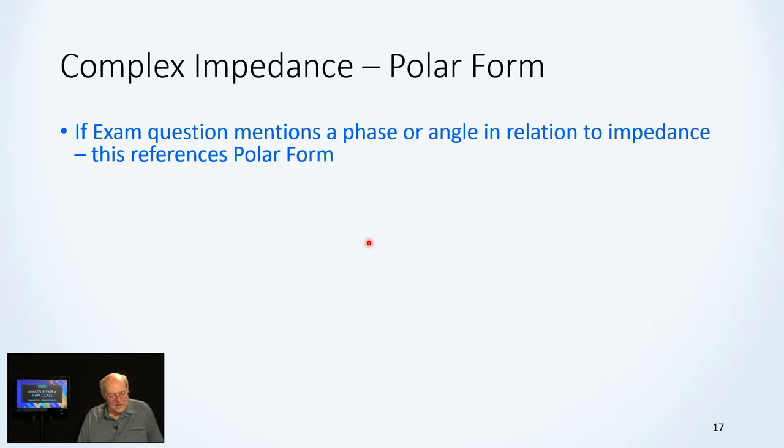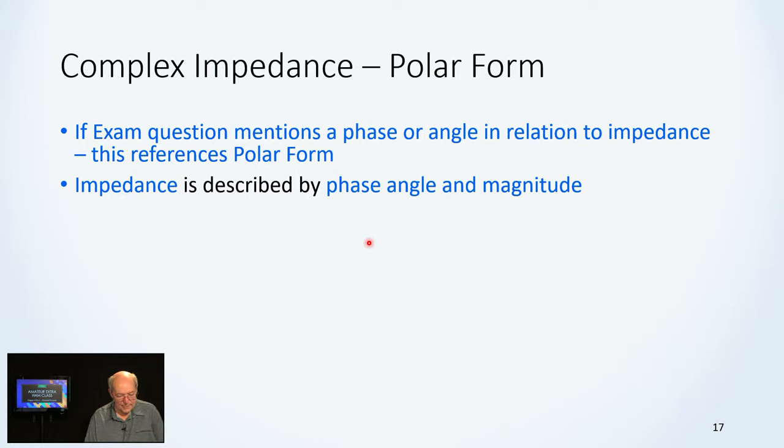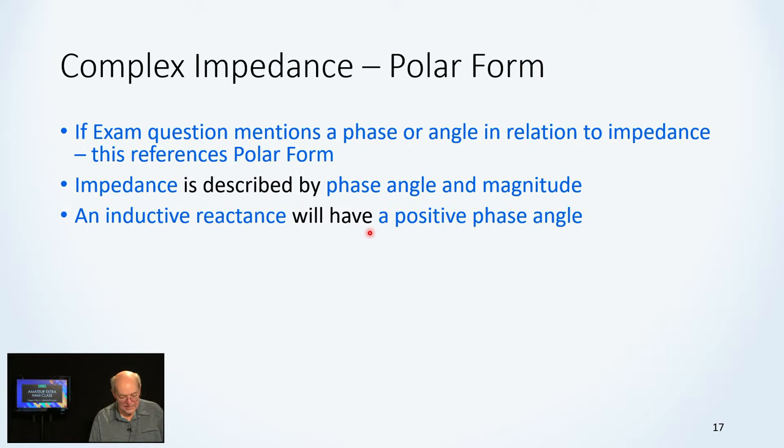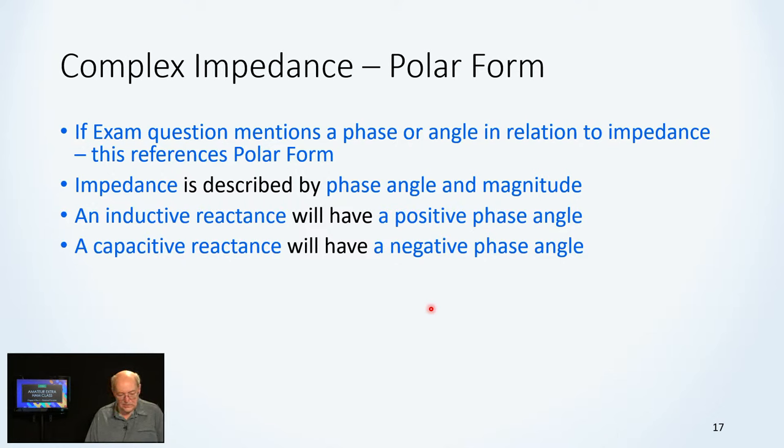So if an exam question mentions a phase angle in relation to impedance, this is referring to the polar form. Angles and polar always go together. Impedance is described by phase angle and magnitude. That's one way of showing it. So another way to say that would be in polar form, impedance is described by phase angle and magnitude. An inductive reactance will have a positive phase angle. So that's going to be something above the horizontal axis. Capacitive will have a negative phase angle and appear below the horizontal axis.